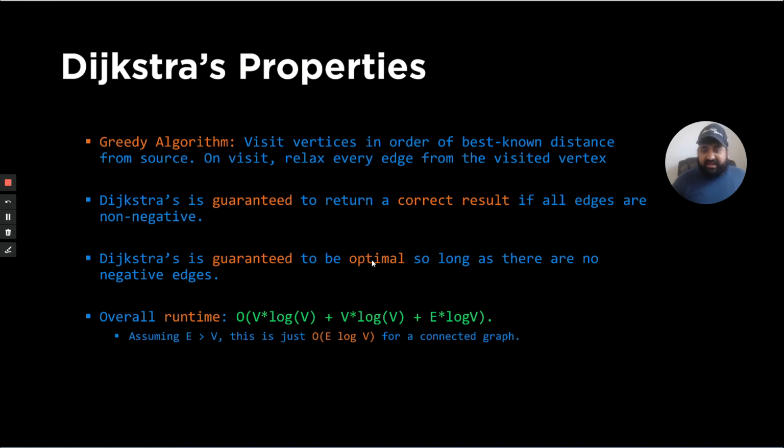Another thing is it's guaranteed to return a correct result, and it is also guaranteed to return an optimal result. There are some algorithms which might give you the correct result, but that might not be the best result. But Dijkstra is guaranteed both of them. Again, we do not cover the proofs for these because it's outside the scope of class and it's too mathematically extensive to cover in a lecture. Finally, the runtime is O of V log V plus V log V plus E log V. Since E will always be greater than V for a connected graph, we can reduce this to O of E log V.